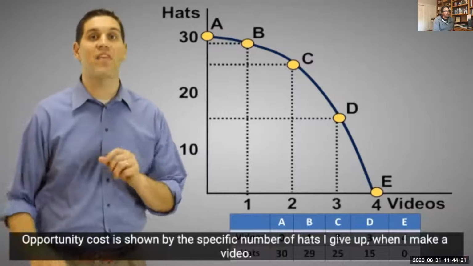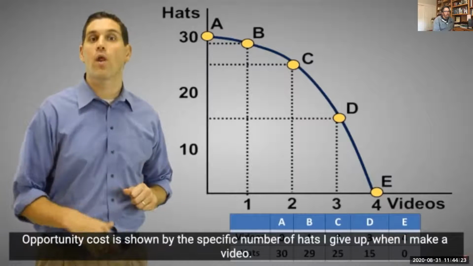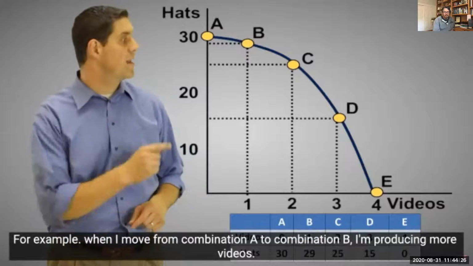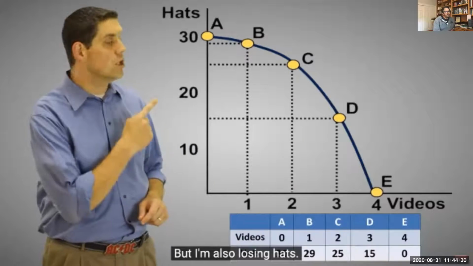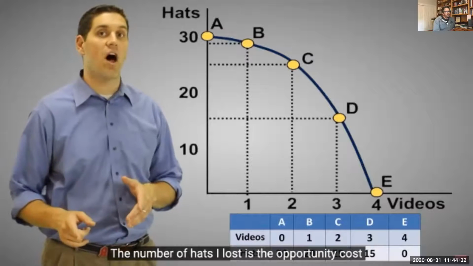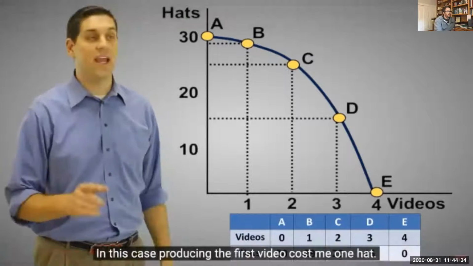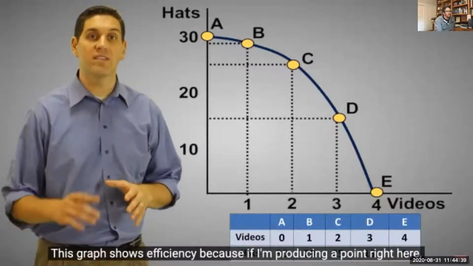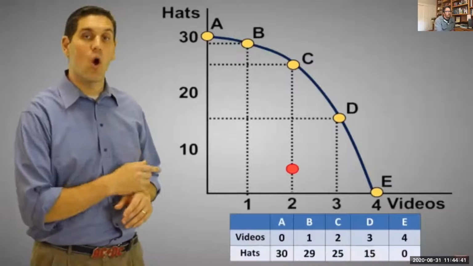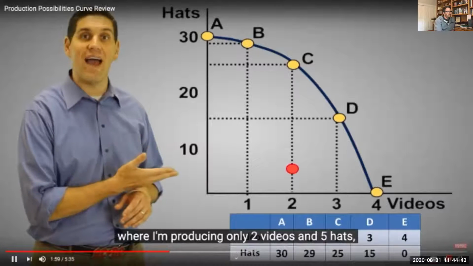Opportunity cost is shown by the specific number of hats I give up when I make a video. For example, when I move from combination A to combination B, I'm producing more videos, but I'm also losing hats. The number of hats I lost is the opportunity cost. In this case, producing the first video cost me 1 hat. This graph shows efficiency because if I'm producing a point right here, where I'm producing only 2 videos and 5 hats.